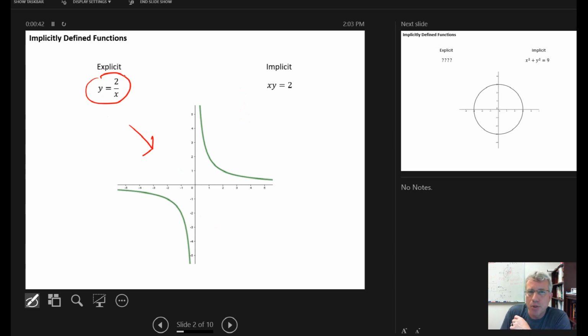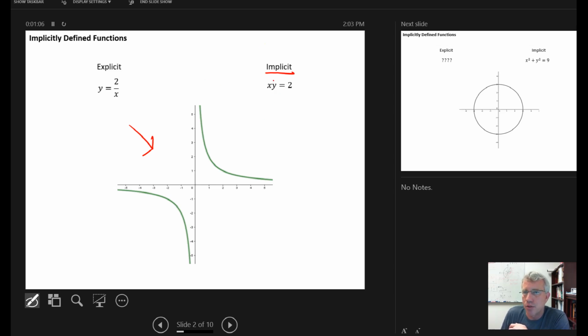The difference between an explicit function and an implicit function is simply this. If the function is explicit, then y has been isolated or solved for. So here the y is isolated: I have y equals 2 over x. In this example, the y has not been isolated, so the y is implicitly defined.